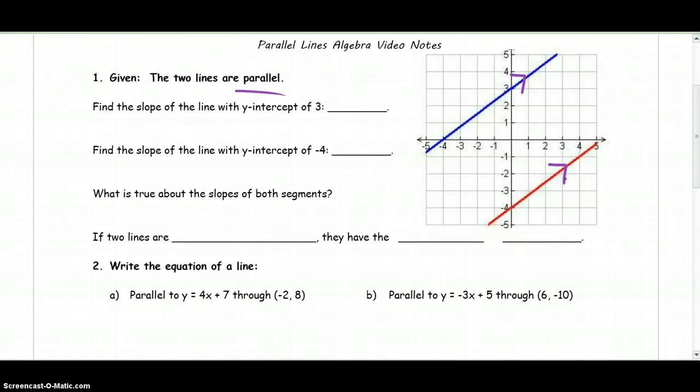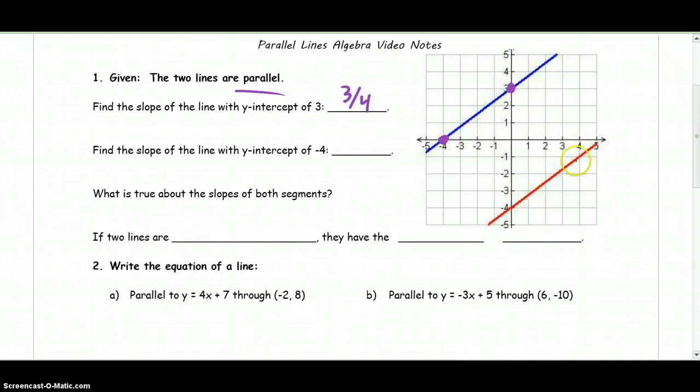First it says to find the slope of the line with the y-intercept of 3, which would be this blue line here. So if I go ahead to find the slope of this line, I'll have to find 2 points on that line. I got one here, and it looks like one down here. So if I go ahead and count my slope, it looks like I go up 3 and over 4, so that would give me a slope of 3 over 4.